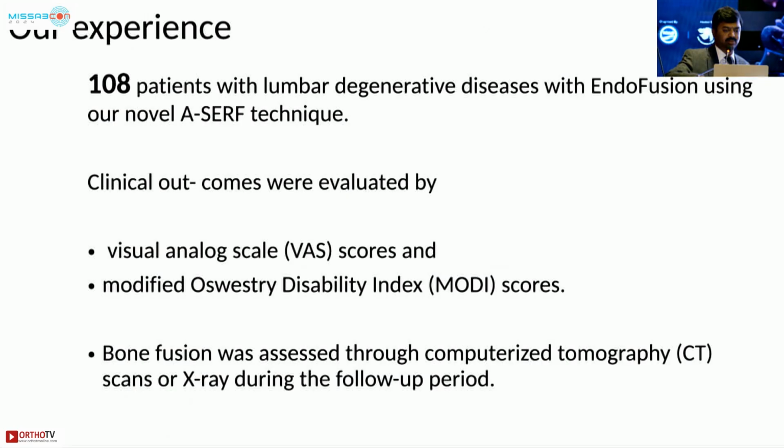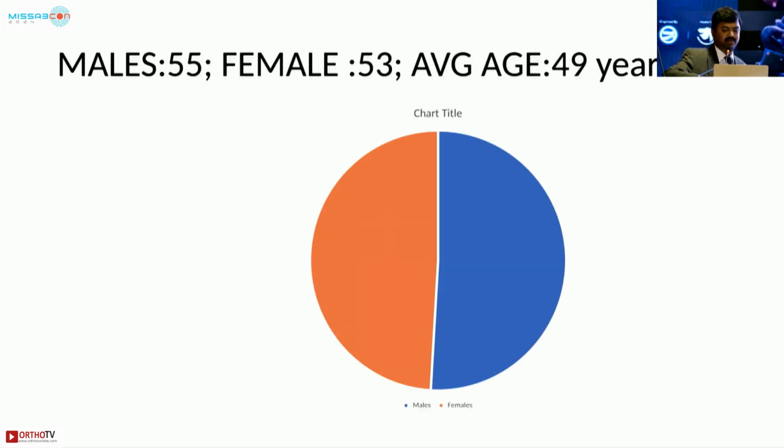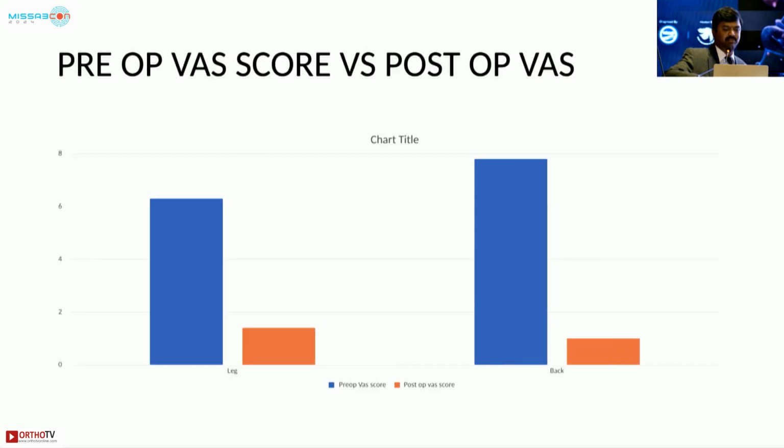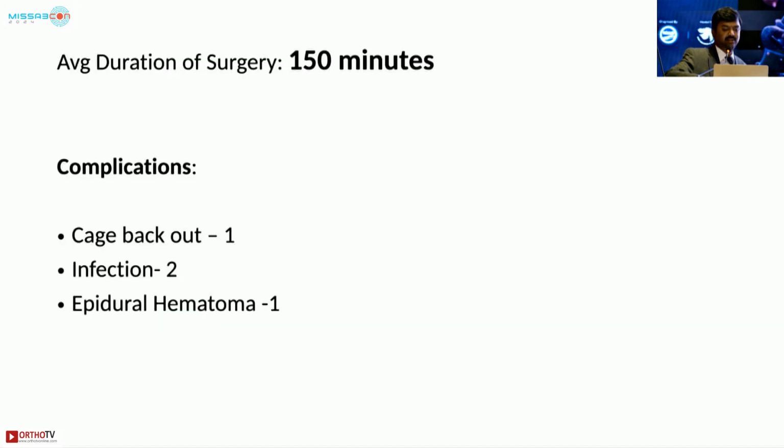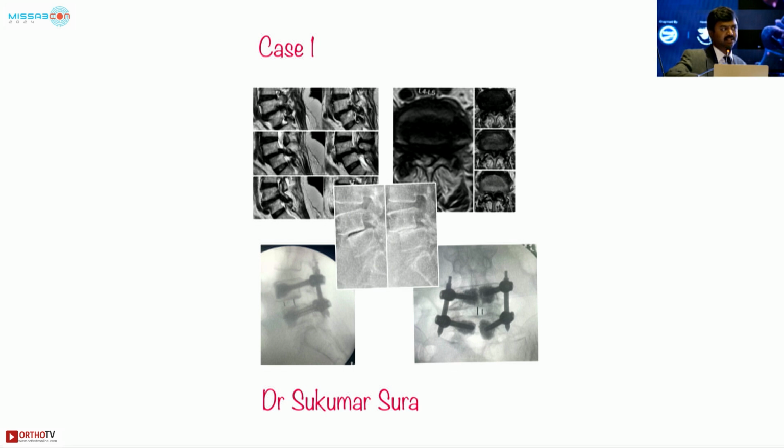So I'll just go through some examples. In our own experience for the past 2 years, we've been doing this technique. 108 patients, almost equal male and female, with predominant back pain. We had one cage back out. The patient had aseptic inflammation and had cage back out. We went through the same incision and just removed the cage. Two port site infections and one epidural hematoma, which was again addressed endoscopically.